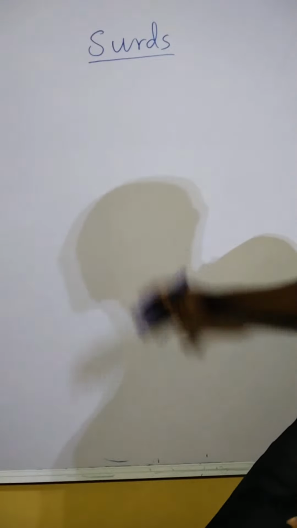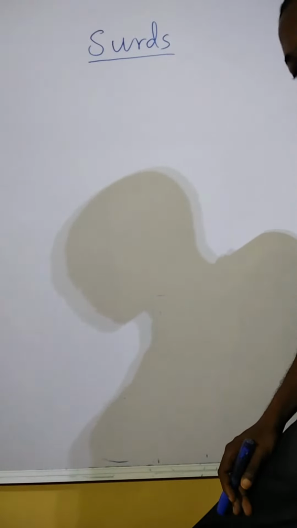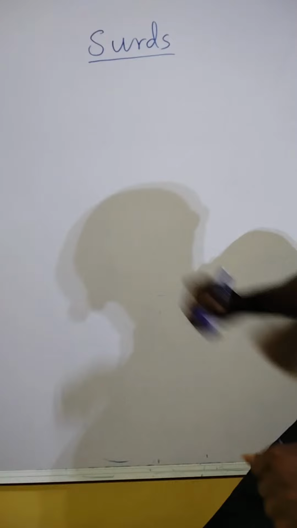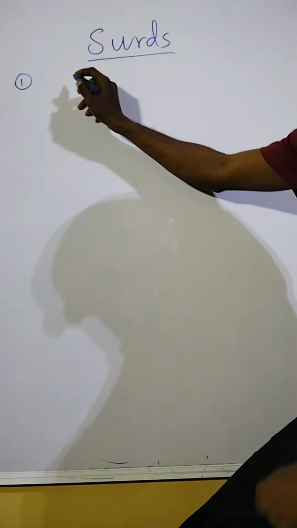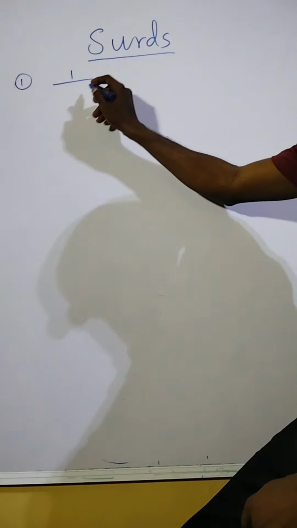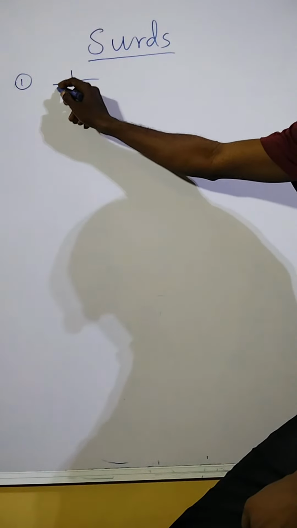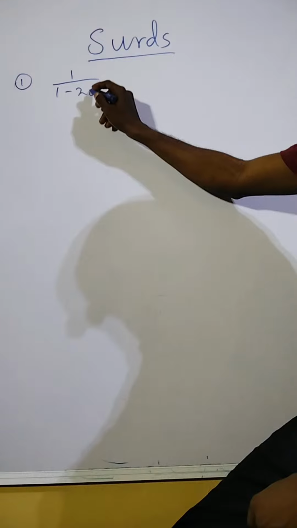to solve problems on surds in mathematics. Now let's look at the first question here. We have: simplify 1 over 1 minus 2 root 3.